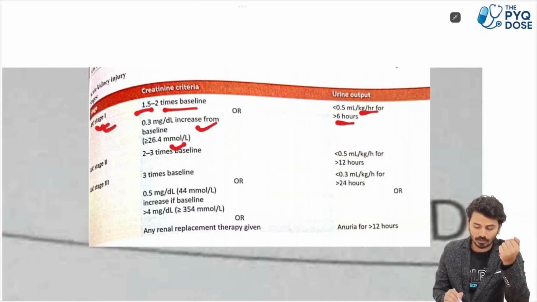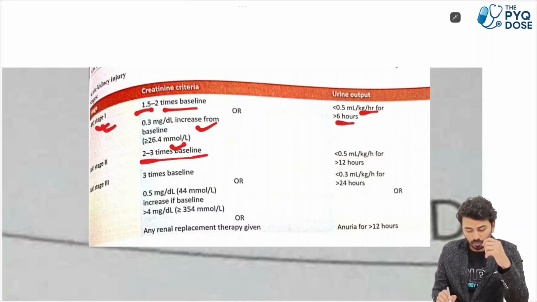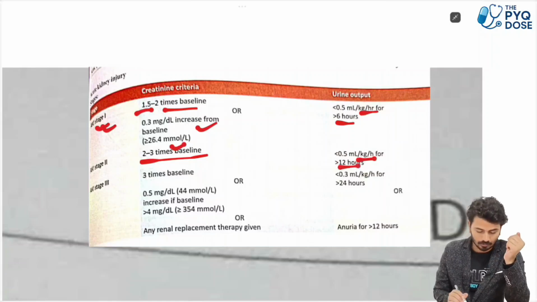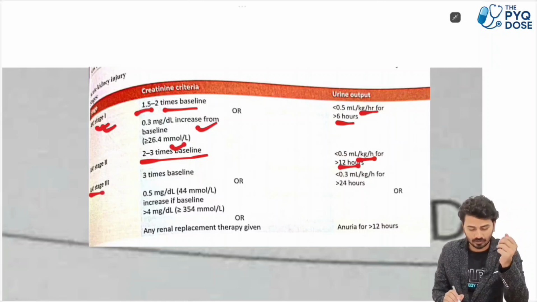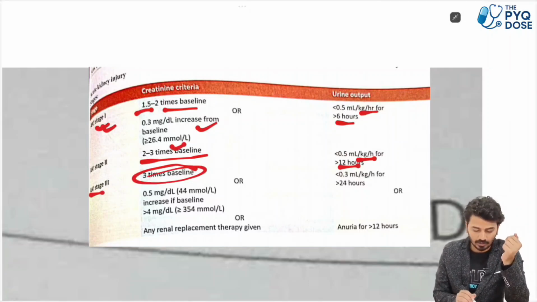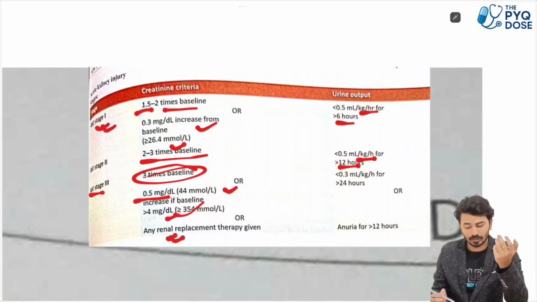AKI stage 2 में क्या कर सकते हैं हम? AKI stage 2 is 2 to 3 times the baseline, and यूरिन आउटपुट की अगर मैं बात करूं so there will be less than 0.5 ml per kg per hour for greater than 12 hours. If I talk about AKI stage 3, that is nothing but 3 times the baseline and 0.5 mg per deciliter, 44, वो सब आप देख लो एक बार, है ना. Any renal replacement therapy is given there, and urine output low for greater than 12 hours.